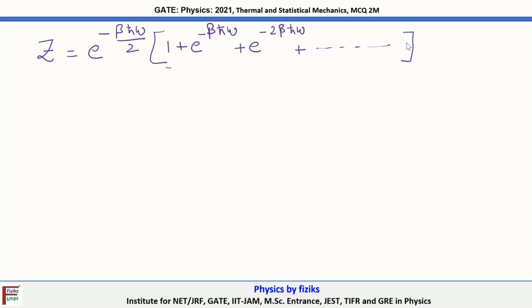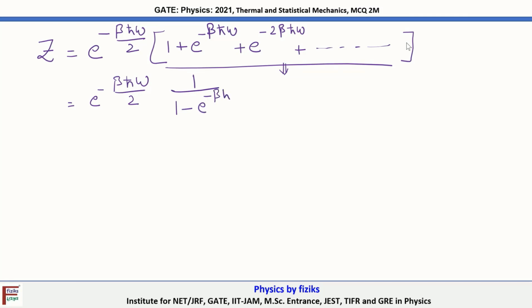This is a series of the type a, ar, ar square, with common ratio r, and we have terms up to infinity. So this will be equal to exponential minus beta h cut omega by 2 outside, and then the sum of this series, which is a upon 1 minus r, where a is 1 here and the common ratio is exponential minus beta h cut omega. So this is the single oscillator partition function. Let's say this is equation number 2.